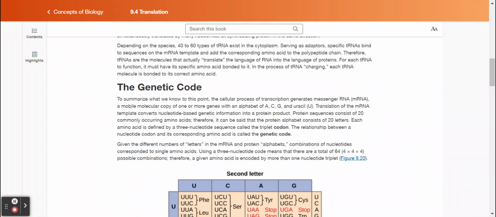Depending on the species, 40 to 60 types of transfer RNA exist in the cytoplasm. Serving as adapters, specific tRNAs bind to sequences on the mRNA template and add the corresponding amino acid to the polypeptide chain. Therefore, tRNAs are the molecules that actually translate the language of RNA into the language of proteins. For each tRNA to function, it must have its specific amino acid bonded to it. In the process of tRNA charging, each tRNA molecule is bonded to its correct amino acid.